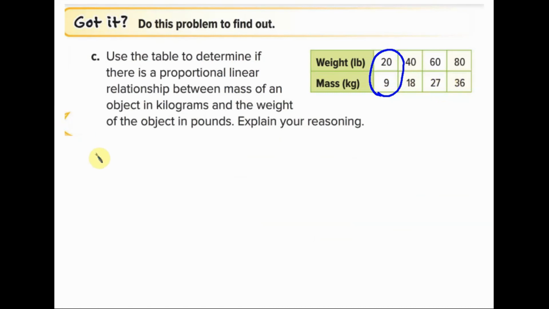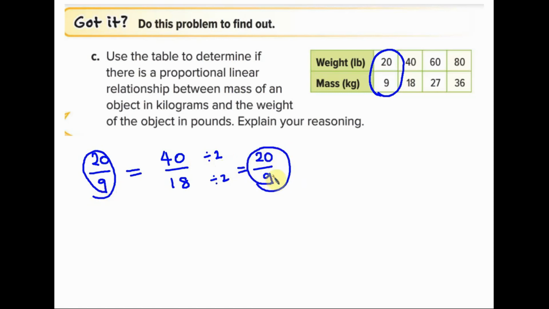So let me look into these numbers. 20 over 9. Compare with 40 over 18. I need to make sure, are they the same ratio? In order to prove it, let's see if I can simplify this. For 20 over 9, there's nothing I can do. However, the 40 and 18 have greatest common factor 2. So if I divide by 2, 40 divided by 2, I get 20. 18 divided by 2 as well, I get 9. So I've noticed that 20 over 9 is the same as 40 over 18.